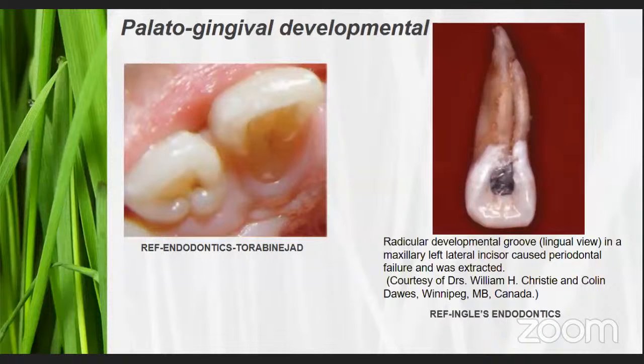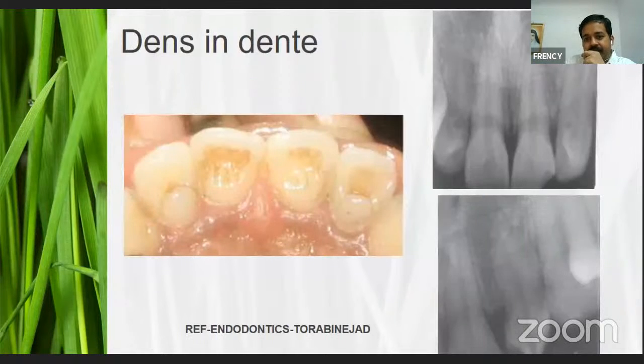Okay. Then dens in dente, as you can see in the radiograph, there is some difference in the coronal part. If you see such things in the radiograph, you should always suspect dens in dente, and the clinical examination also shows this type of protuberance and grooves.